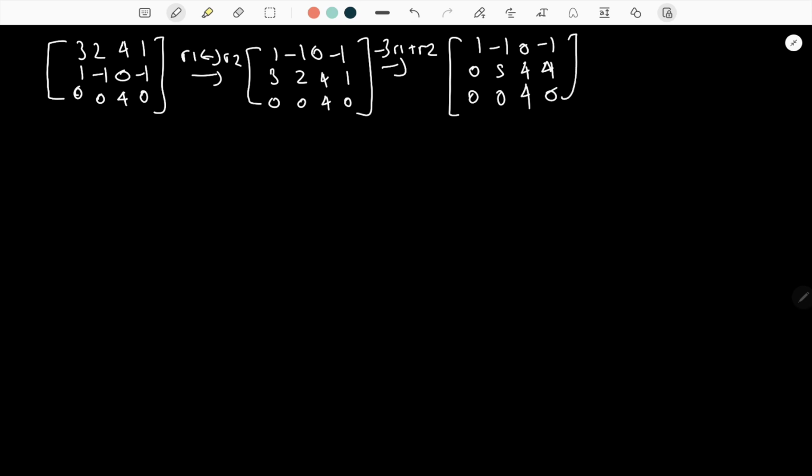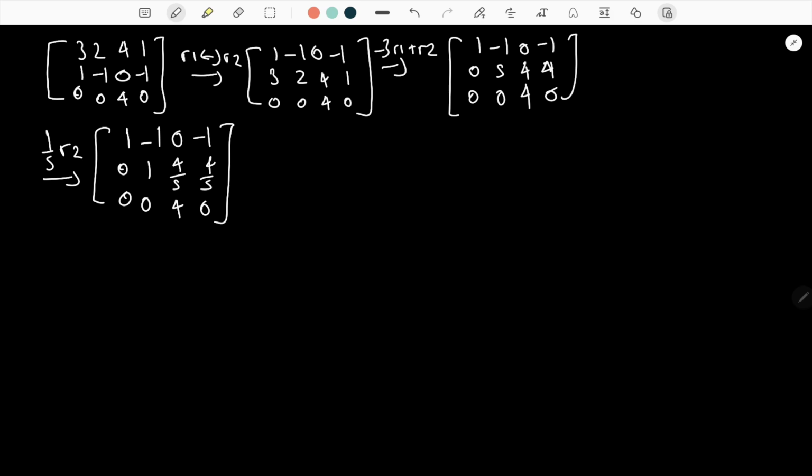So now if you look here, we have first pivot is this, second pivot is 5, which we also have to convert into 1, since every pivot has to be 1 and there cannot be a number above it and below it, remember that. So to do that, we can divide the second row by 5. So this will give us 1 over 5 R2. First row is the same, second row is 0, 1, 4 over 5, and then 4 over 5 again, and third row is gonna be 0, 0, 4, 0.